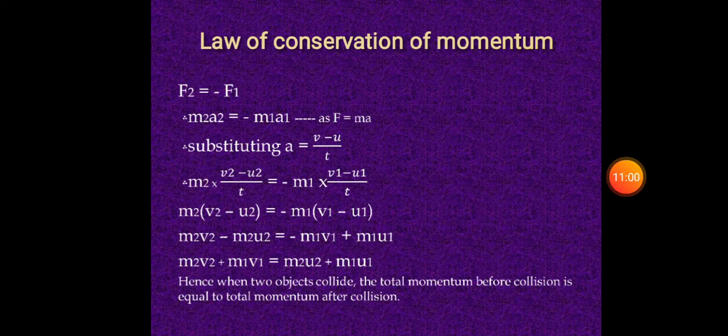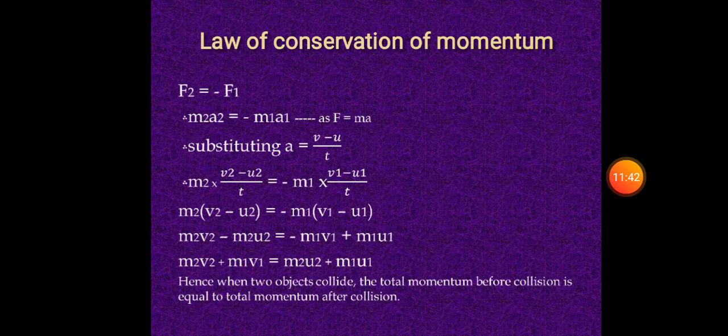We'll multiply inside the bracket by m2. So it will be m2 v2 minus m2 u2. By minus m1, if I multiply the bracket, it will be minus m1 v1. Minus and minus becomes plus, so it will be m1 u1. If I take minus m2 u2 to the right hand side, and minus m1 v1 to the left hand side, it will be m2 v2 plus m1 v1 is equal to m2 u2 plus m1 u1.